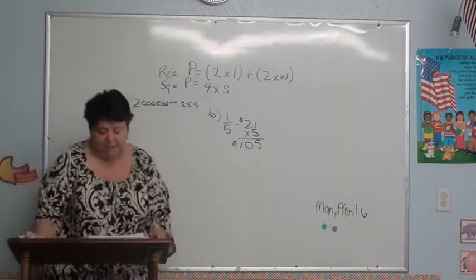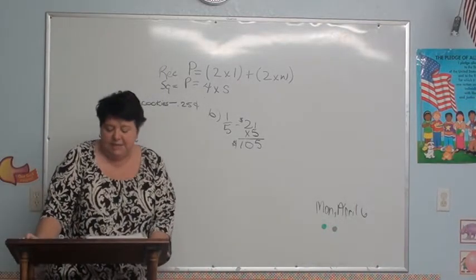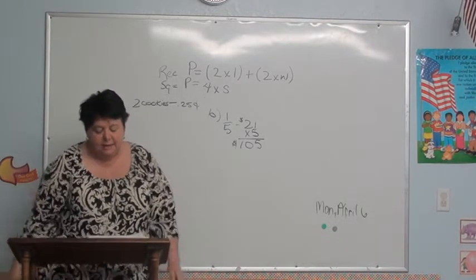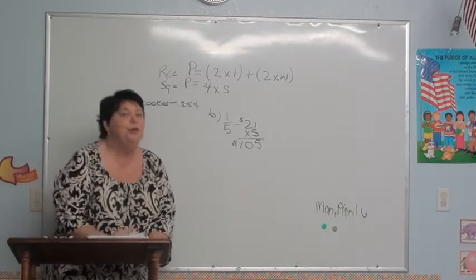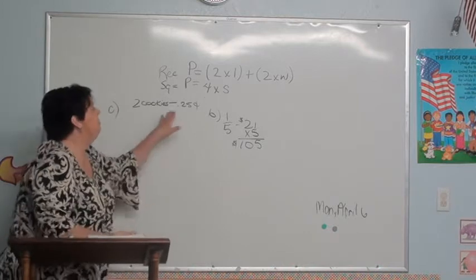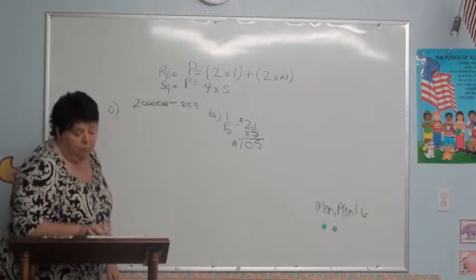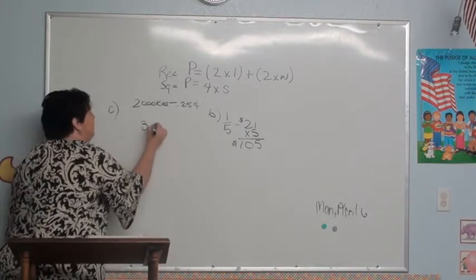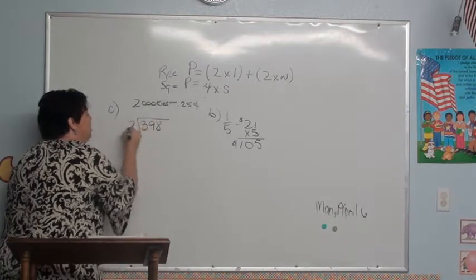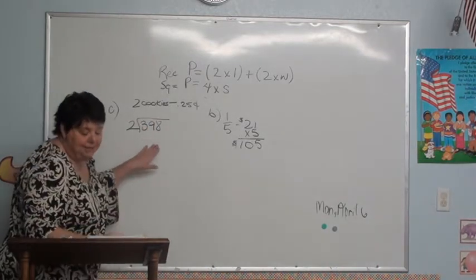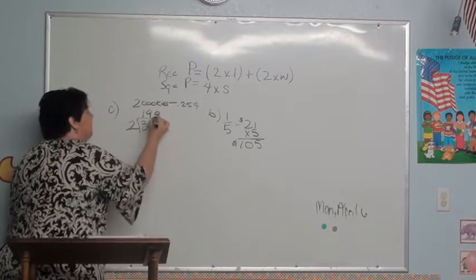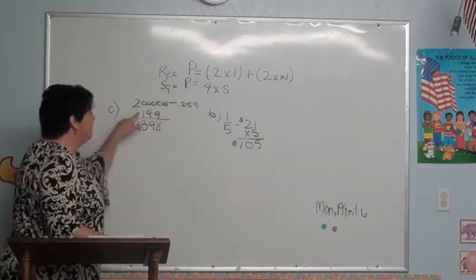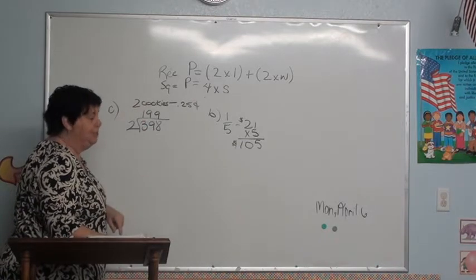Let's read the rest of it. If 2 cookies cost 25 cents, how much did they make selling 398 cookies? Now we're selling 2 for 25. So we're going to take the number that they had sold, 398, divided by 2. When I do that division, it is 199. So it's 199 sets of 2 cookies each.